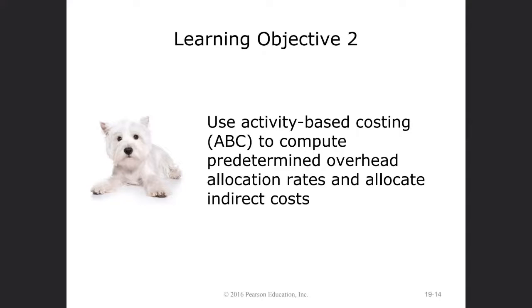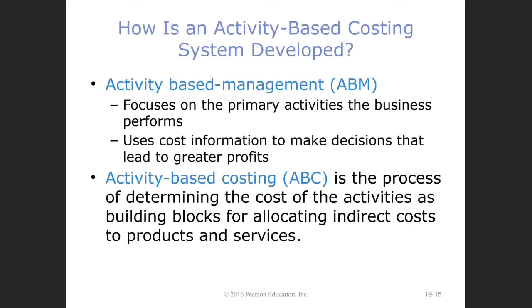Use activity-based costing, ABC, to compute predetermined overhead allocation rates and allocate our indirect cost. Activity-based management, ABM, focuses on the primary activities the business performs. It uses cost information to make decisions that lead to greater profits. Activity-based costing, ABC, is the process of determining the cost of the activities as building blocks for allocating indirect cost to products and services.